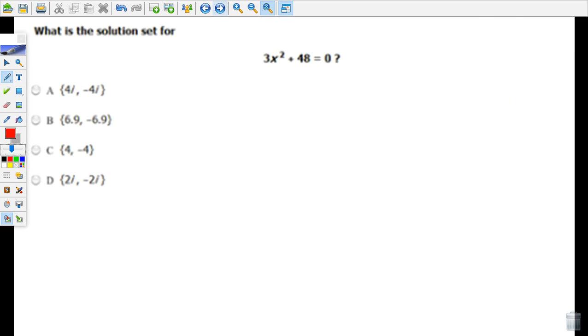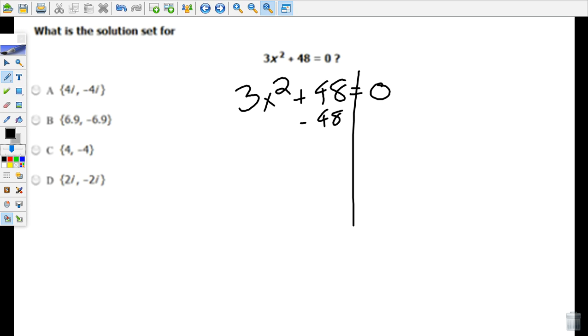So this one, we're just solving a regular equation to solve, like any other regular equation to solve. So let me rewrite it first so it's a little less blurry. We're just trying to get the x by itself. So let's start moving things around and getting that x by itself. So we'll start by subtracting 48.